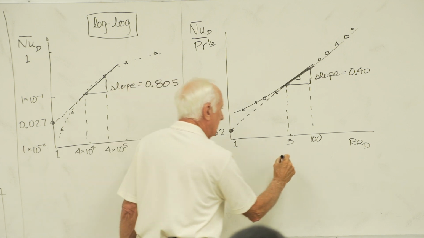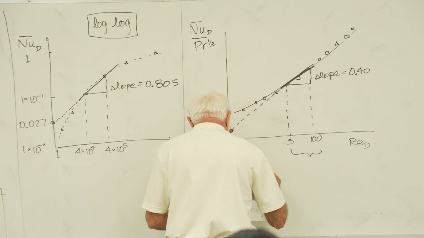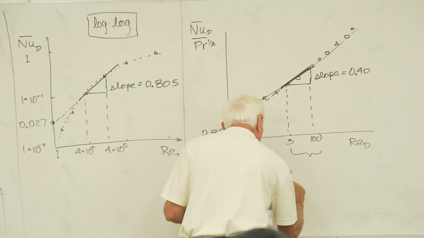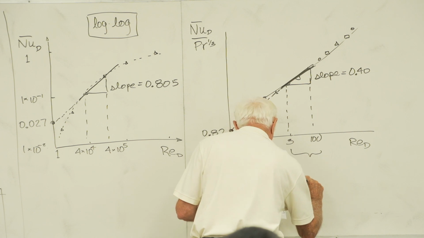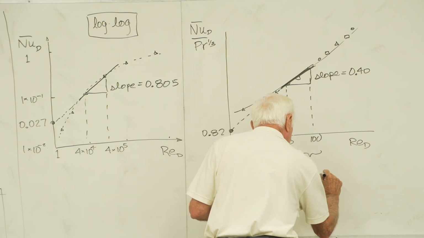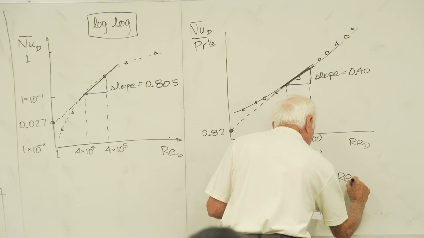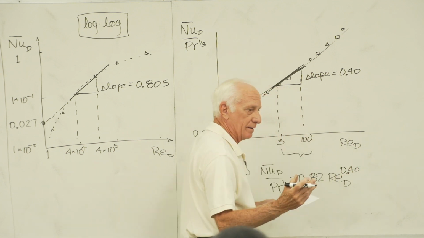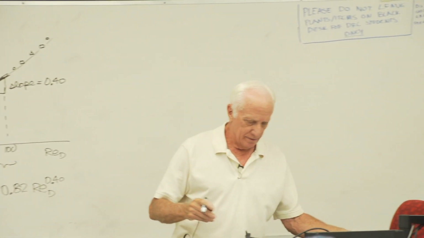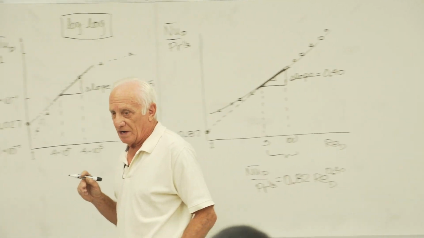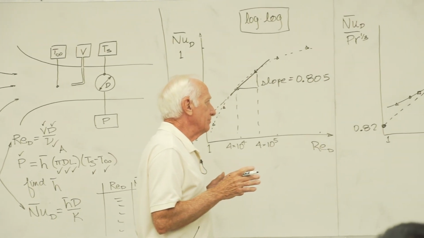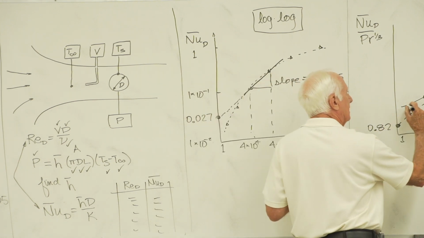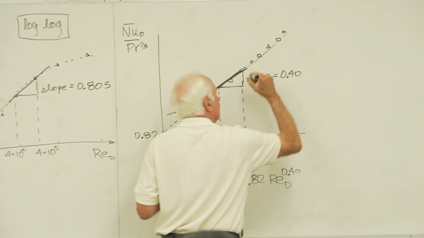So he said, between these two Reynolds numbers, the equation is Nusselt bar D over Prandtl to the 1/3 equals 0.82 Reynolds number D to the 0.40. So again, that's how they got that equation. What's it valid for? Only between Reynolds number of 3 and 100. Then they could curve fit it to a straight line here and a straight line up here.